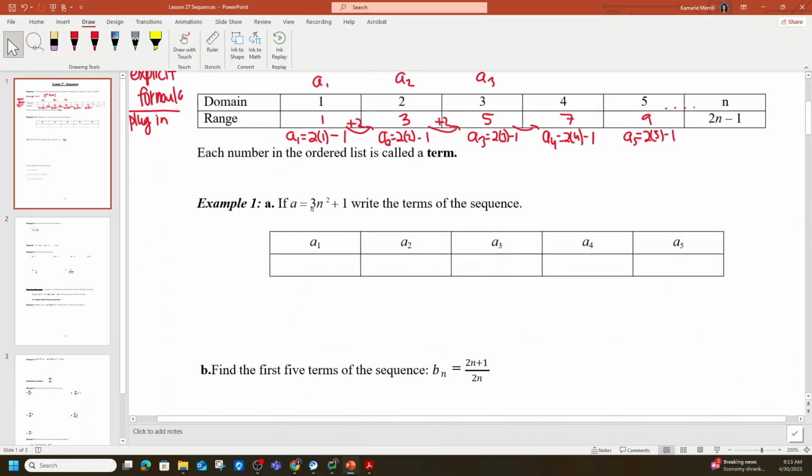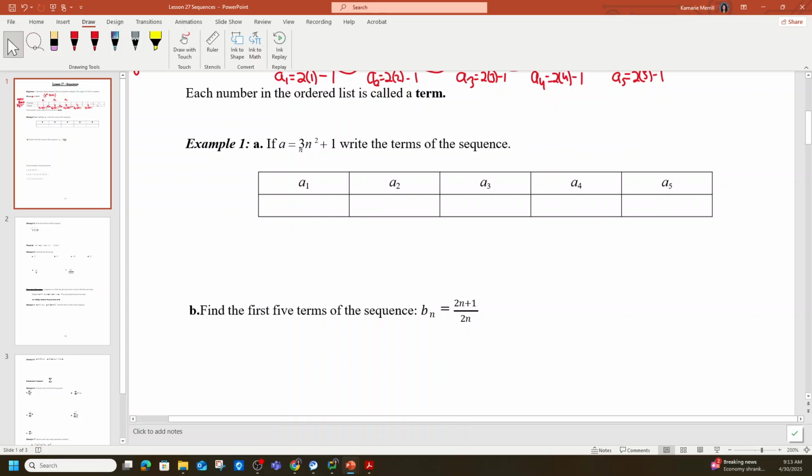All right, we're going to call each of those a term. This one didn't really copy very well. That's supposed to be a sub n right here. And then 3n squared plus 1. Same thing. If I just give you an explicit formula, are you okay to plug it in? Perfect. If I ask you to find the first few terms, hopefully you guys would be okay to plug that in and follow the order of operations.